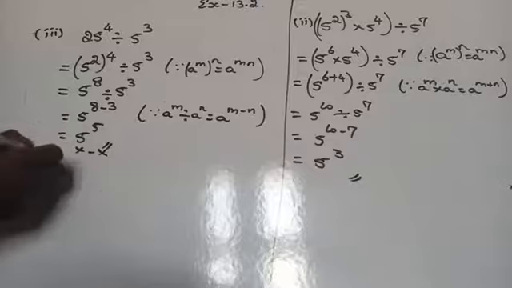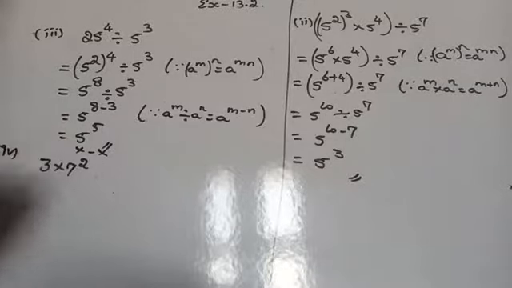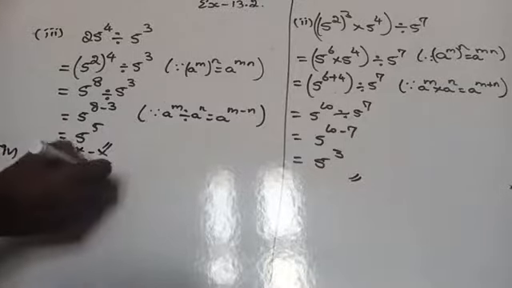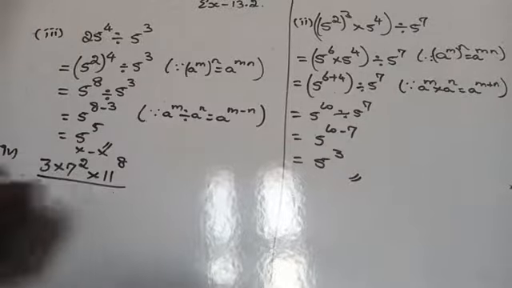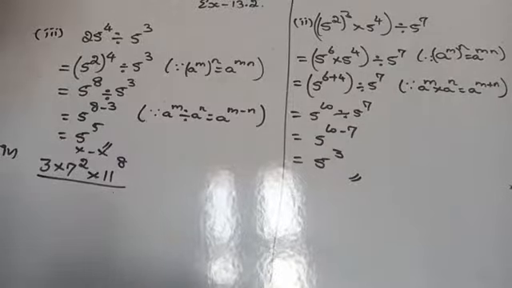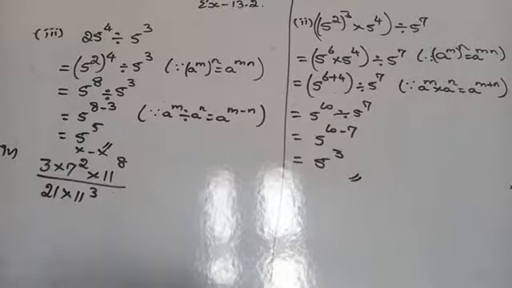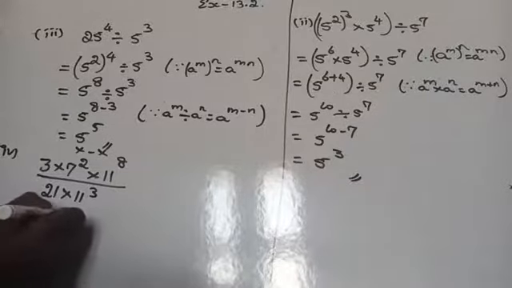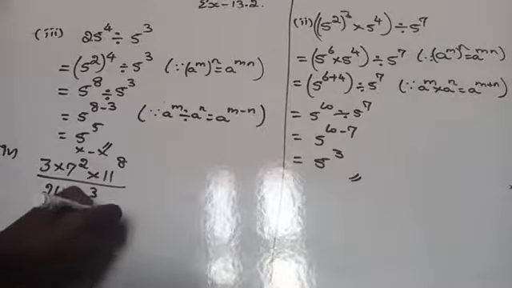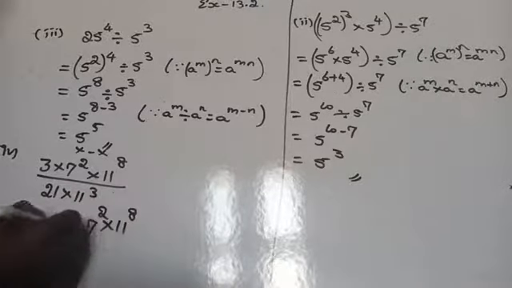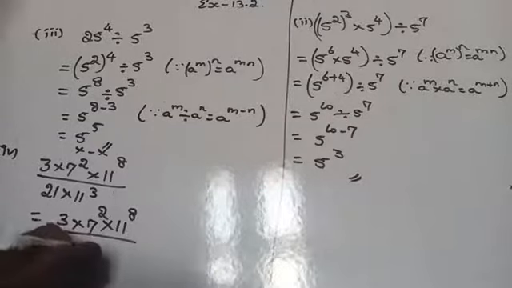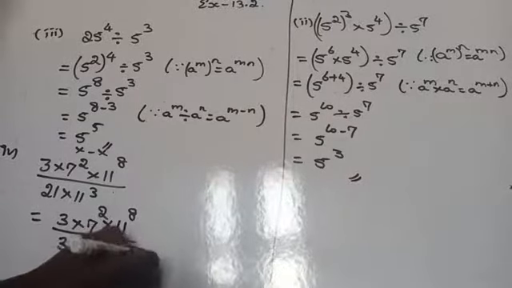3 into 7 square into 11 power 8 divided by 21 into 11 power 3. Here 3 is a prime number, 7 is a prime number, 11 is a prime number, but 21 is not a prime number. So you have to express this as the product of primes. So 3 into 7 to the power 2 into 11 to the power 8 divided by 21 can be written as 3 into 7 into 11 to the power 3.